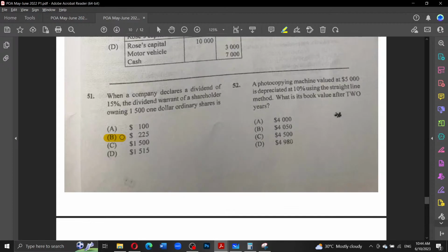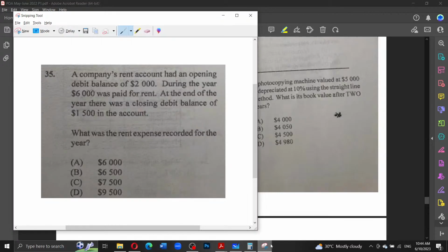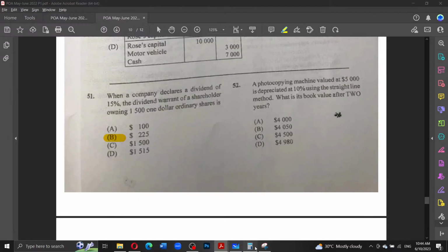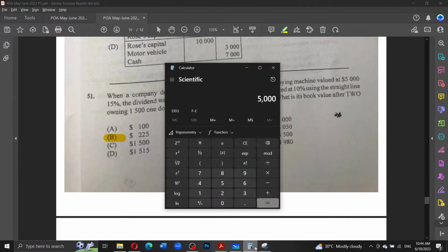A photocopying machine valued at 5,000 is depreciated at 10% using the straight line method. Straight line method basically means whatever depreciation is for year 1 is the same amount for year 2. Unlike reducing balance, where the amount decreases with the year. So 10% of 5,000 is 500, just to confirm with you, 5,000 times 0.1 is 500.